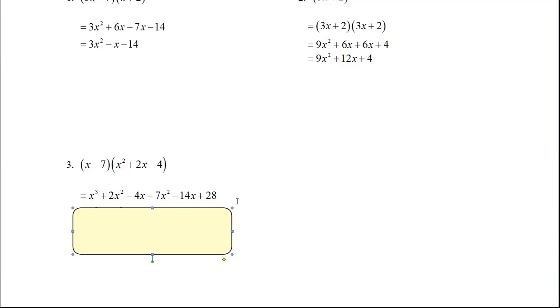And combine like terms, which we've done before. I'm going to have x cubed minus 5x squared minus 18x plus 28. And that's it for this particular section.